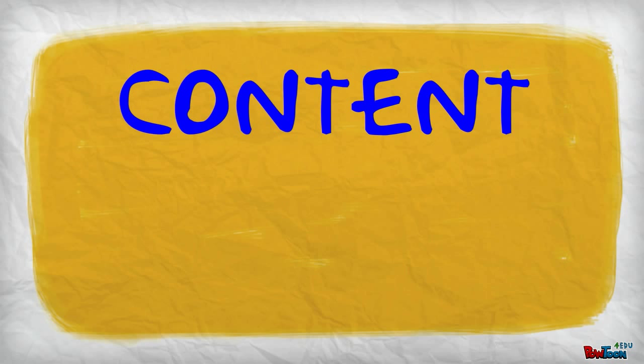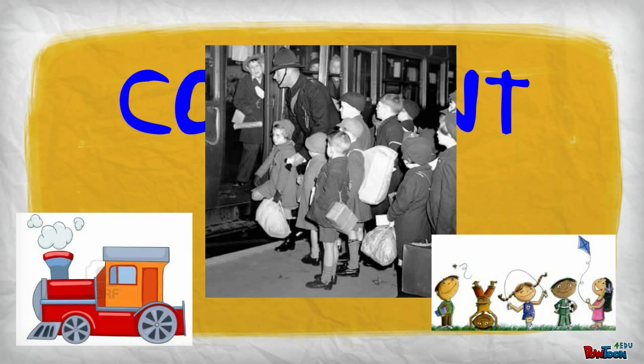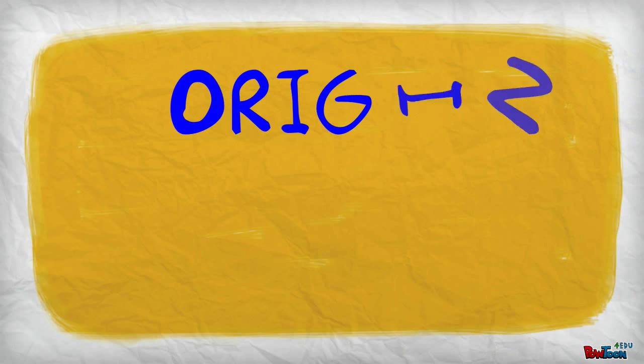Firstly, consider content. What can you learn from the source that makes it useful? For example, from this image, we learn that evacuation was carried out by train and that lots of the children were very young. Secondly, consider origin.